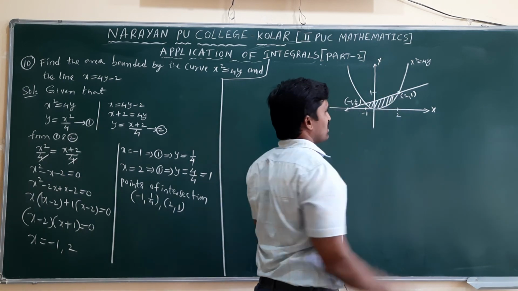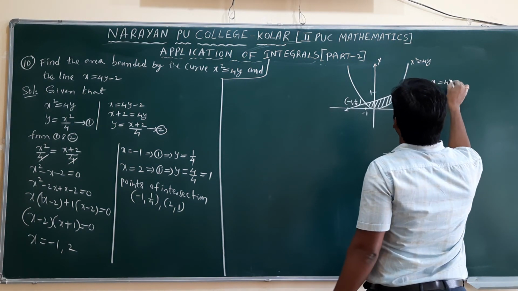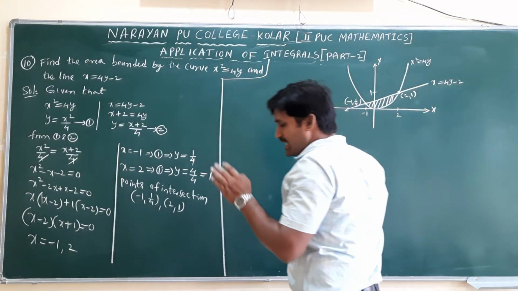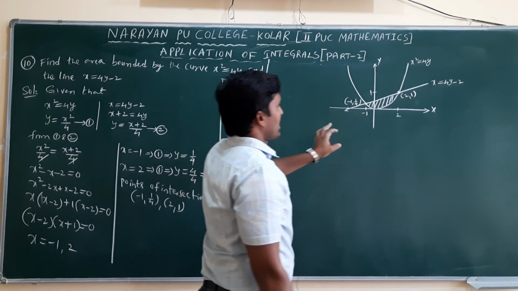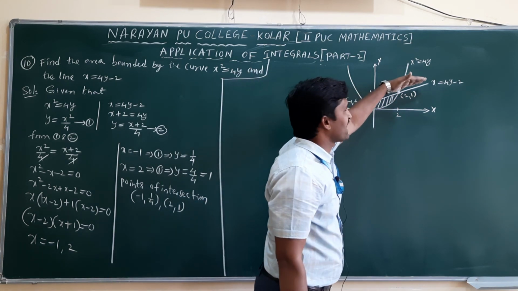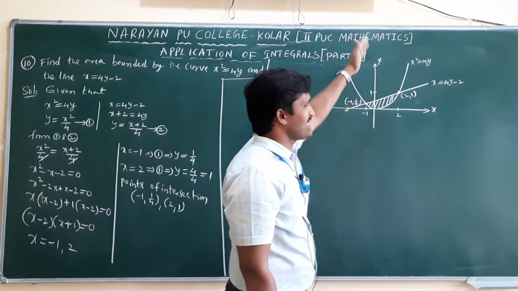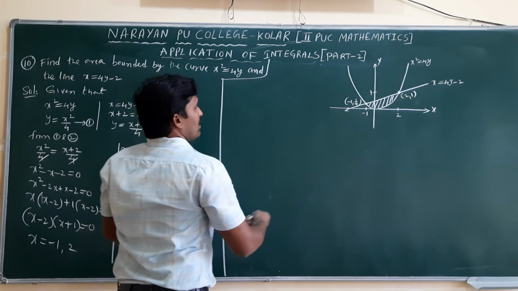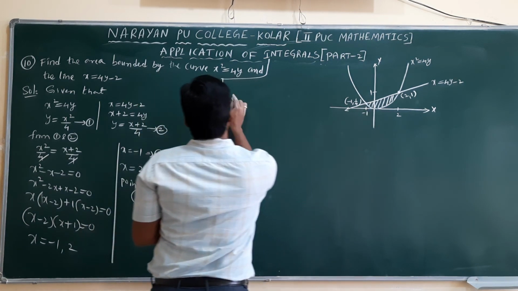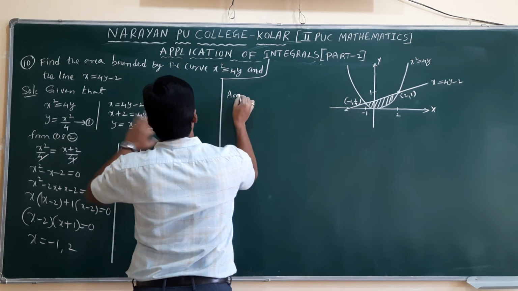Both are above the x-axis only, clearly positive, no issue. This is the line x equal to 4y minus 2. Now the region is from where to where? From minus 1 to 2. Upper is the line, lower is the curve. Subtracting upper minus lower.